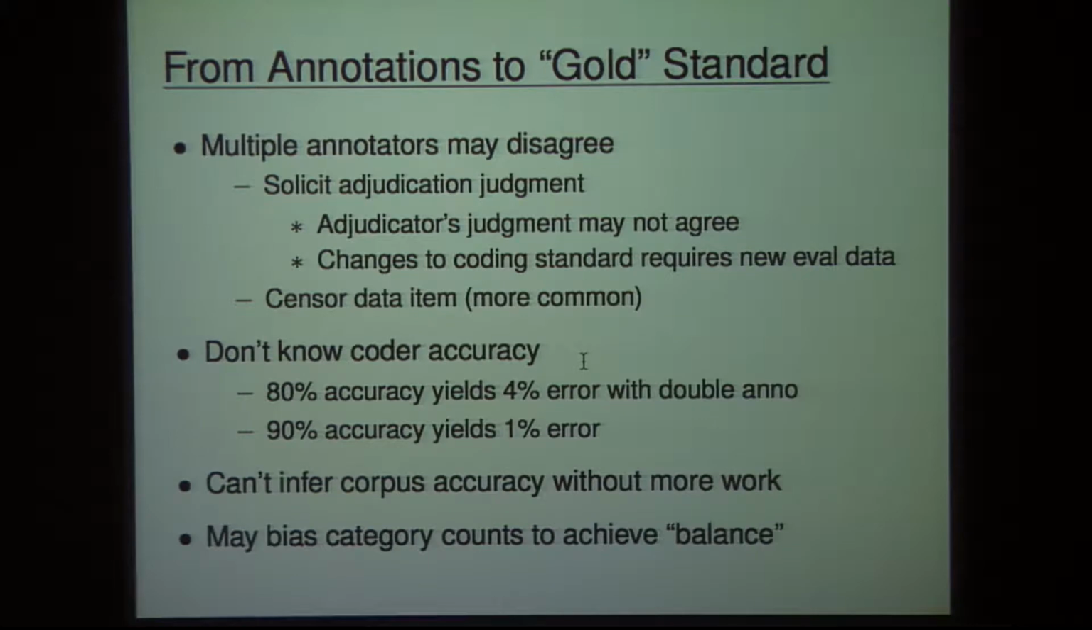So then, very often what we want to do is we've done some annotation, say, using that traditional method, and then we want to move from the data that we have annotated over to some kind of gold standard, right? So often what we're going to do is, in this situation, multiple annotators may have disagreed on data. So typically we'll solicit some kind of adjudication judgment. The problem is that third judges or fifth judges or whoever's coming in to break the tie may not agree. There may still not be a consensus. And as I said before, the changes to the coding standard requires new eval data. What's surprisingly common in a lot of these domains is to just censor the data items.